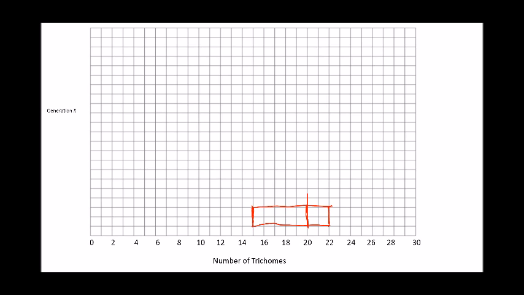Next, we want to put in our outliers. Our highest value was 26. That's our upper extreme value, so we'll draw that in like so. And our lower extreme value was at 10. We'll draw that in like so.